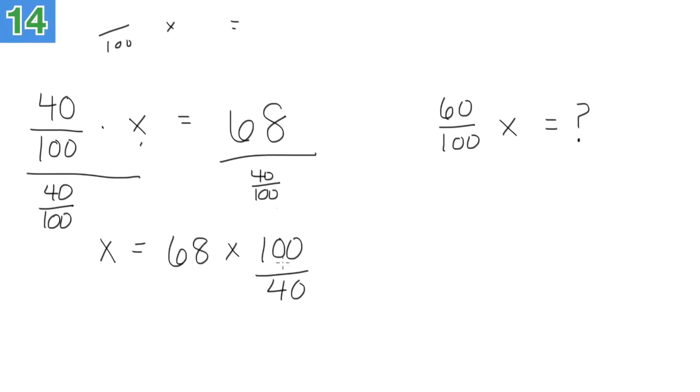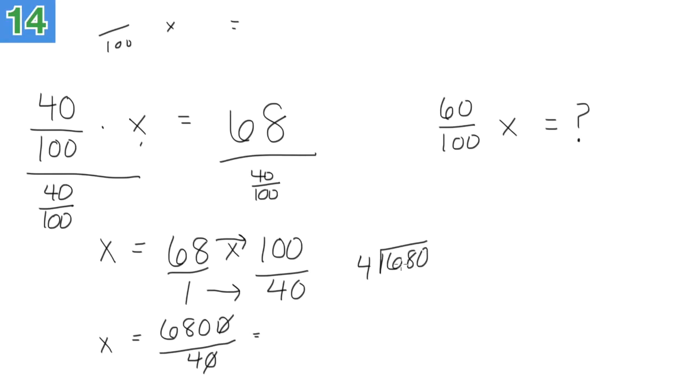You just end up multiplying the reciprocal of the fraction. You put 68 over 1 so that you can multiply straight across, because when you multiply fractions, you go straight across. And you get 6,800 over 40. We have zeros we can cross out. Now, let's do the long division and figure out what 4 into 680 is. And you can pause if you want to do it on your own and then check. Okay, so it equals 170.